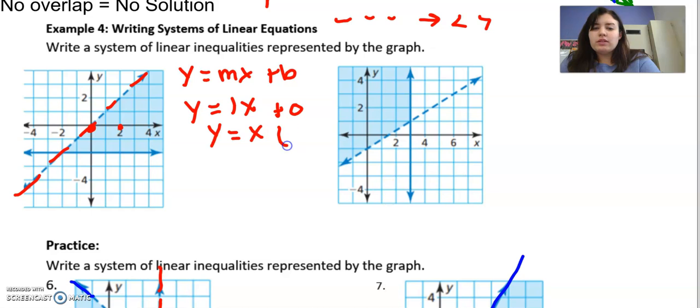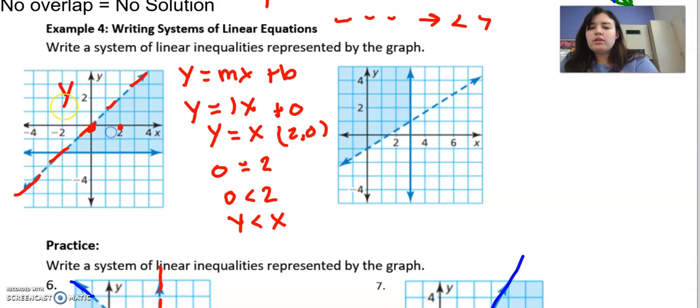So if we have the point 2, 0, we have 0 for y, and 2 for x. And is 0 less than or greater than 2? We know it is less than. So now that we plug back in our variables, this is our final equation. Okay, so this is for our red one. If you need to pause it now.